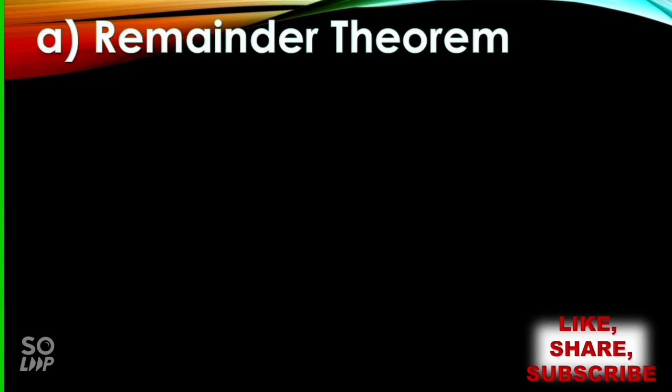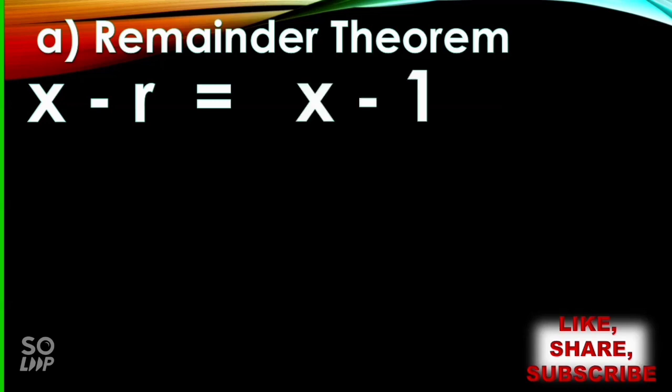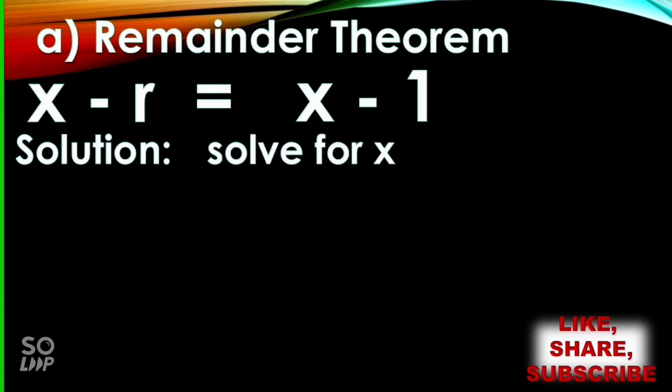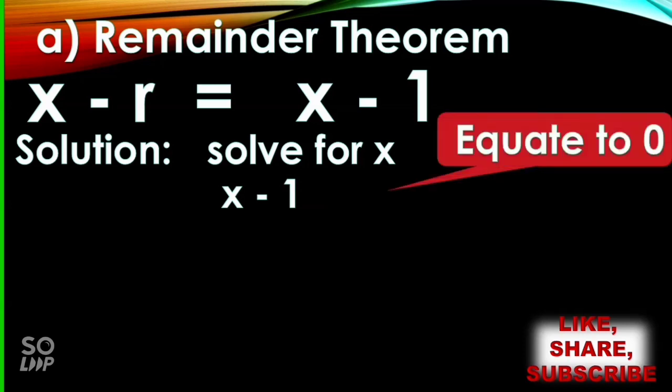Gagamitin uli natin yung dalawang ways kung paano makuha ang remainder. So, which is yung una is the remainder theorem. Okay, x minus r equals x minus 1. Then, the solution is to solve for x. To solve for x, which is x minus 1, i-equate natin sa 0. So, it becomes x minus 1 equals 0.